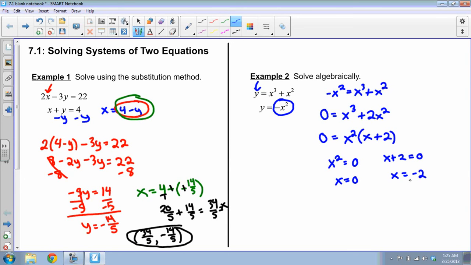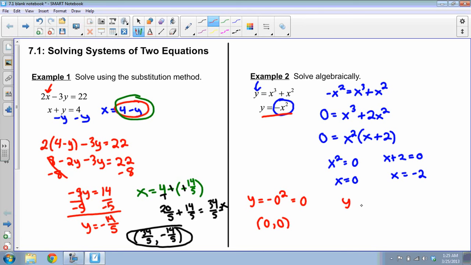So my two x answers are 0 and negative 2, but if I graph these two things, we are actually looking for the points where they intersect. So we need y values to go with each of these x's. I would take the easier equation, this one, and plug in 0 and see what I get. If I plug in 0, I get 0, which means one of my solutions is 0, 0.